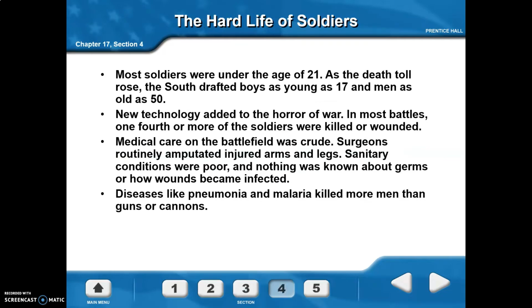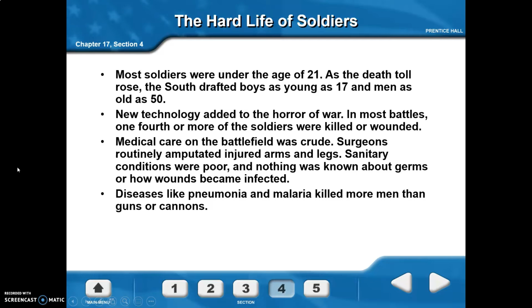I also think it's kind of important to see what life was like for a soldier. Most soldiers were under the age of 21, some 18 years old, as young as 17. As the death toll rose, the South drafted boys as young as 17 and men as old as 50. The normal range for the draft, because the North and South had a draft trying to enlist men, was ages 21 to 45. But the South started getting younger men and older men to help.